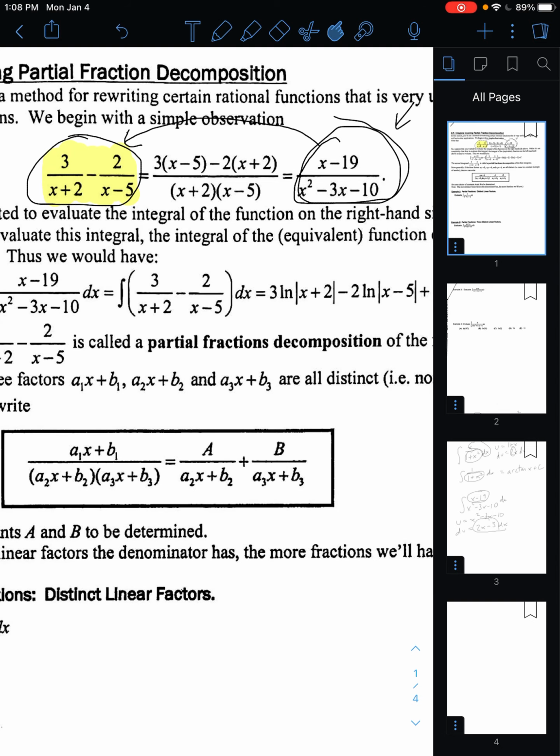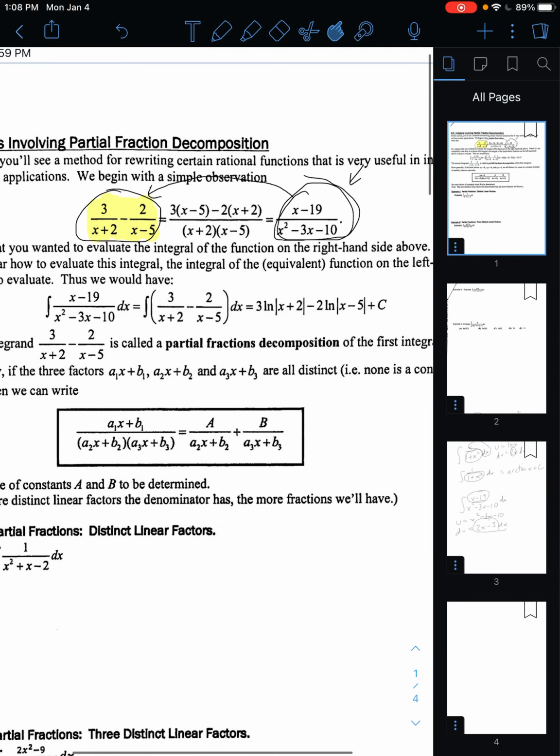Because once we break it down into multiple fractions, we're then going to be able to integrate those multiple fractions a whole lot easier. In fact, if you look at this next line right here, to integrate those two fractions, if you remember, this is just where natural log comes into play. The integral of 1 over x plus 2 is natural log of absolute value of x plus 2. So that's what we're going to be getting into, okay?